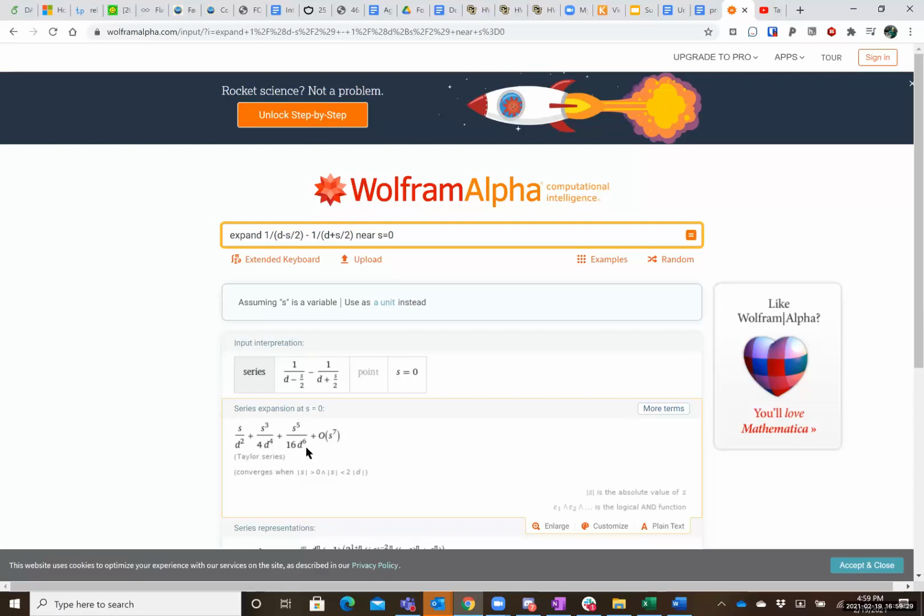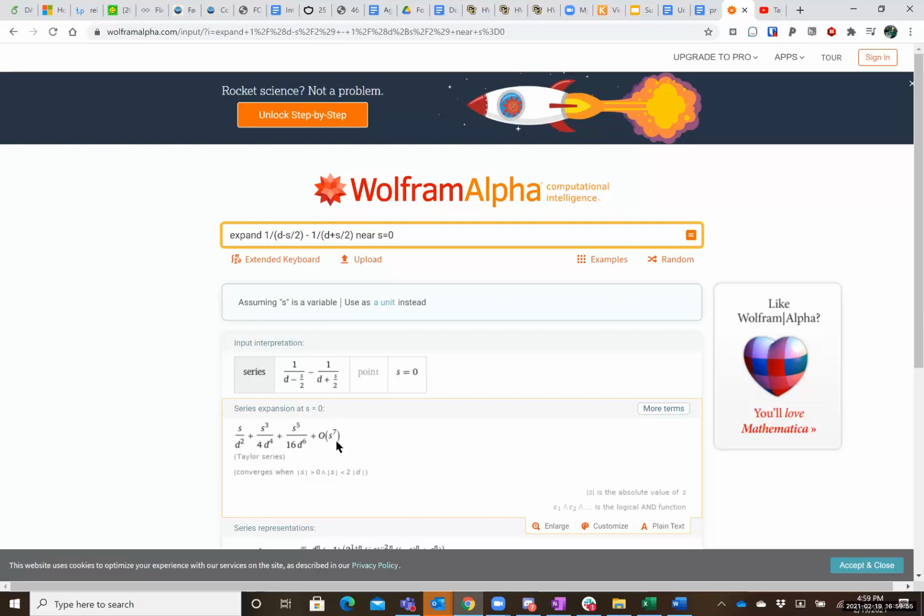Also, just a quick question. That plus O(s to the power 7), so that's the order of the approximation? Yes, that's right. So this entire approximation is to the 7th order. They're giving you the polynomial terms up to the 7th order, and essentially truncating it right there.